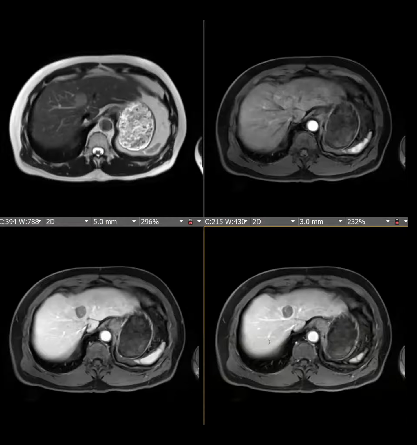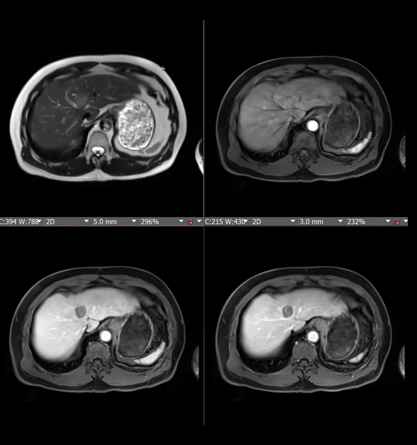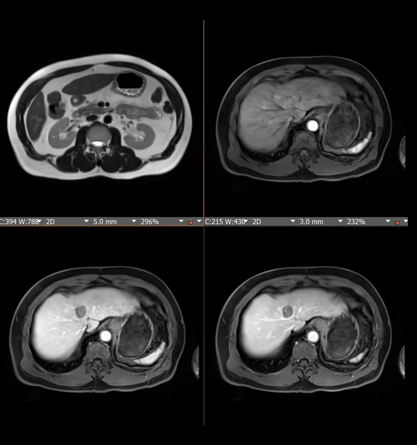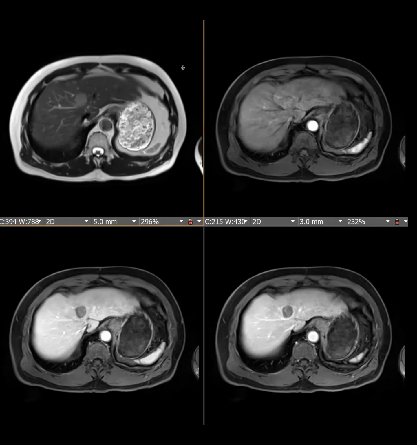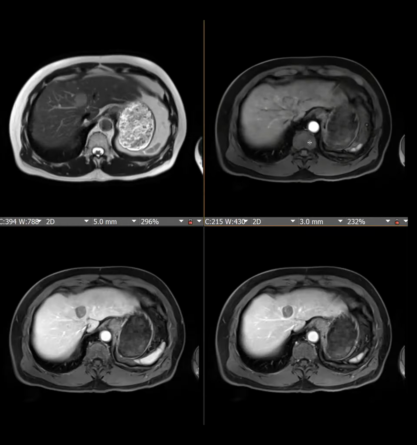This is the case I wanted to share with the group. This was an outside examination that was referred to us for a second interpretation. I'll go through the sequences. There's a T2, the first phase of contrast, 2.5 minutes and 5 minutes. And as I go through this exam, we noticed a lesion in the liver, and I wanted to ask what you guys in the group thought about it.